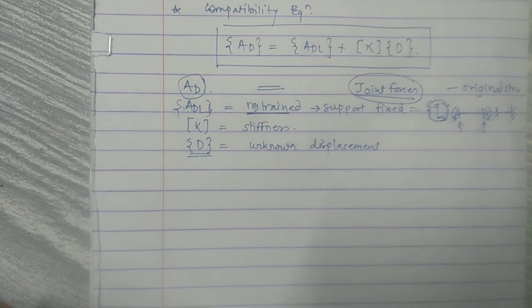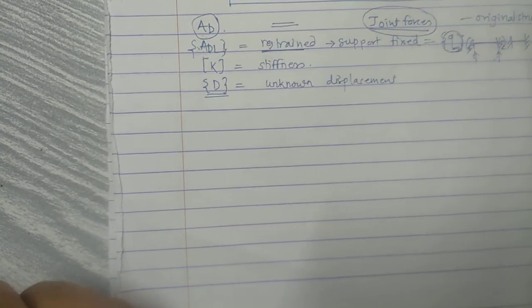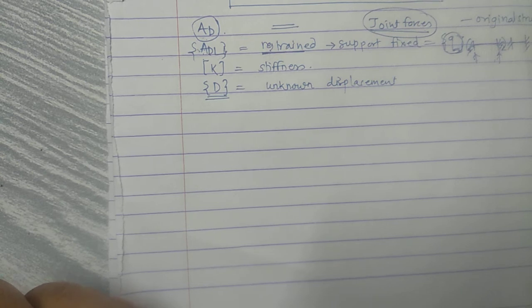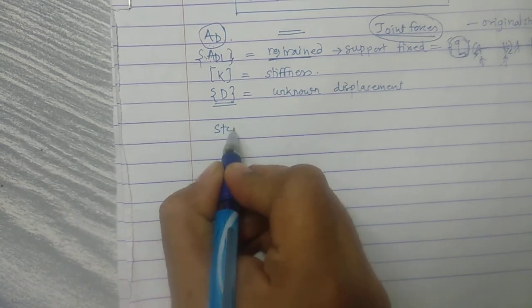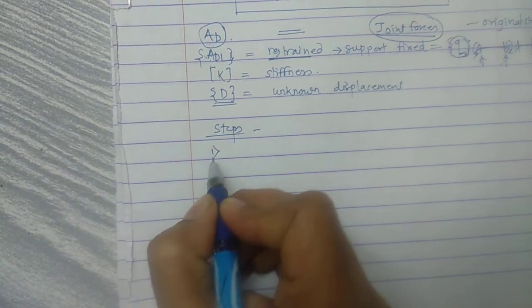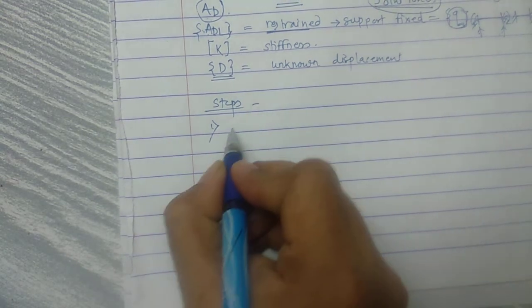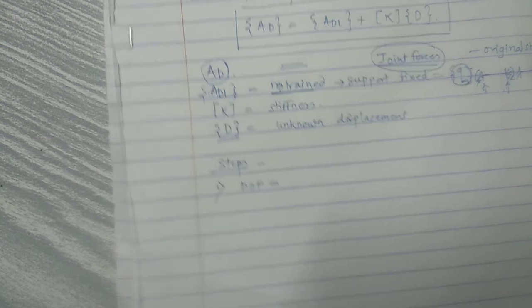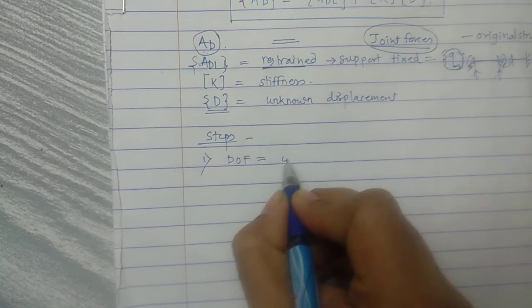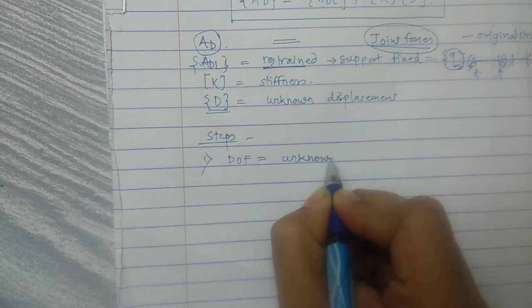Now we will see the steps for the solution of a continuous beam using the structure approach under the stiffness matrix method. The steps are very simple. The very first step is to calculate the degrees of freedom. From the structure, seeing what type of joint it is, you have to find the unknown degrees of freedom. Here you only write the unknown degrees of freedom.